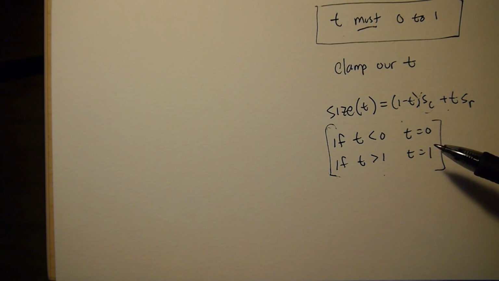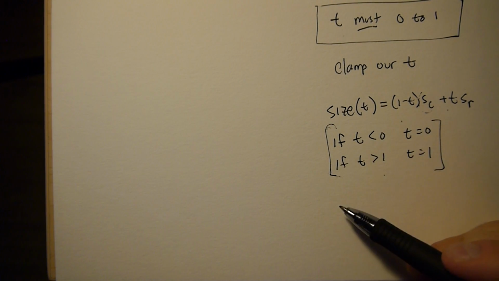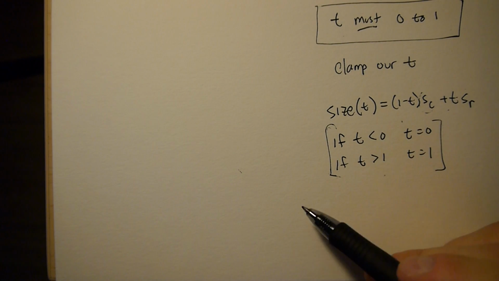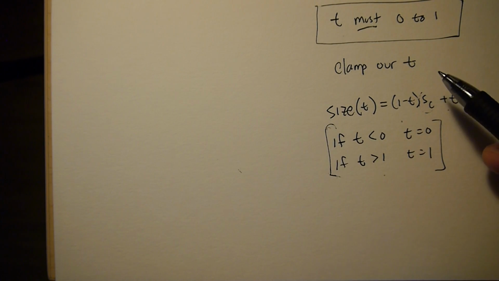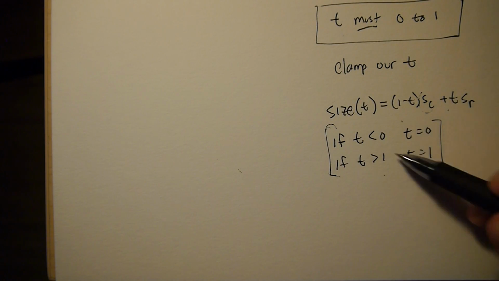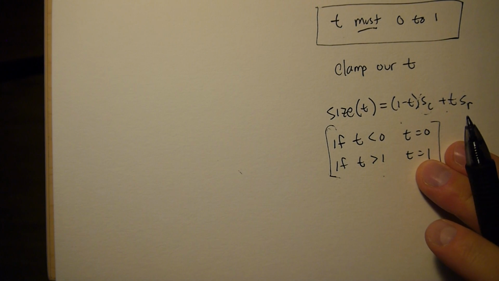And why are we going to want to do that? Well, no matter what we do, we're going to be asking questions of this size function, and it's possible that people might start asking for sizes when they're outside of the grass planting region, or who knows what else might happen, and we want to make sure that we always get back consistent results, so we're just going to do that clamping.